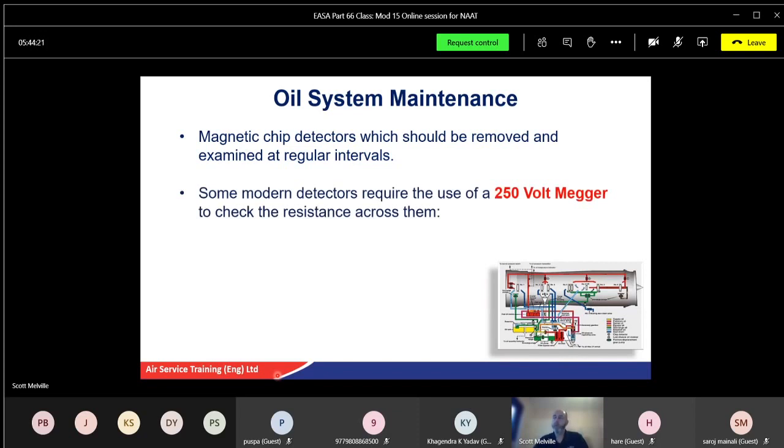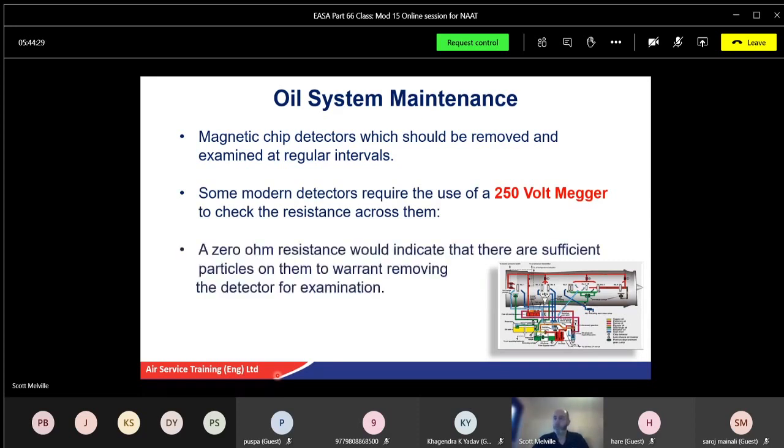Some modern detectors require use of a 250 volt megger to check the resistance across them. Zero ohm resistance would indicate there are sufficient particles on them and you want to remove the detector for examination. So that can be part of the DMS system, debris monitoring system.